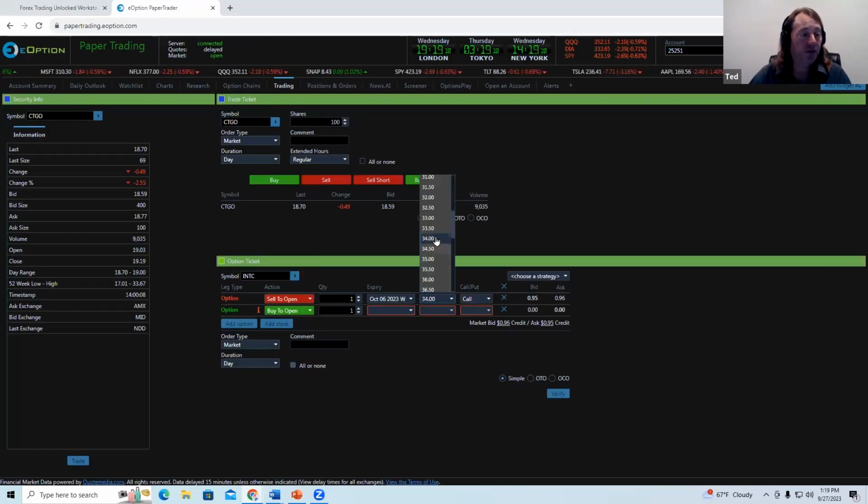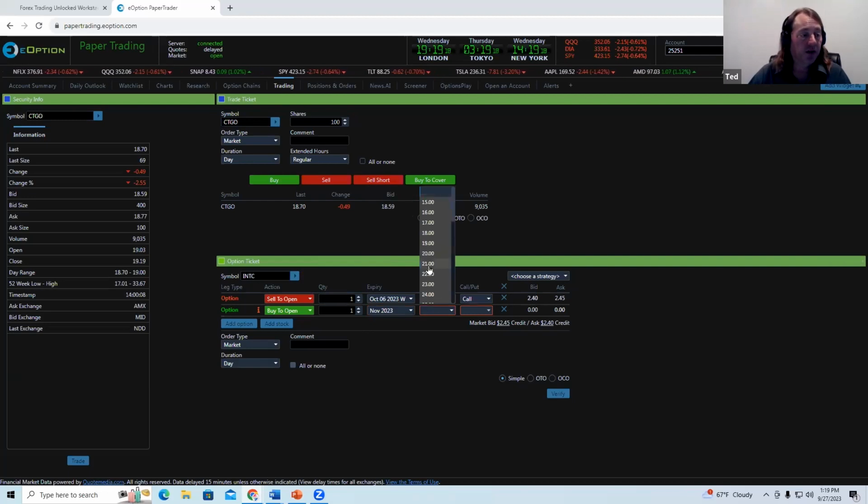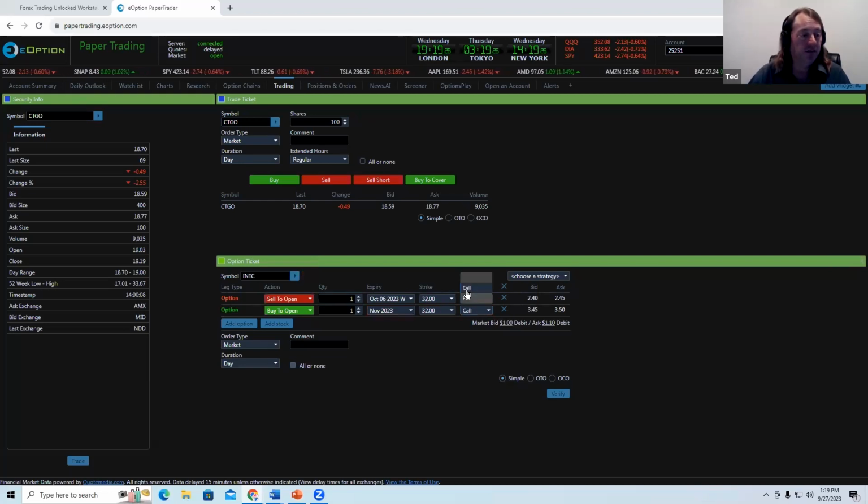So instead of 34, we go to 32. And once again, we're going to go now to November, the deep November. Okay, so 32, we go to again. Now here, this is why you do the calendar spread. This is a situation where now they're both the same. They're both calls, both the same strike price, but they have a different expiration.